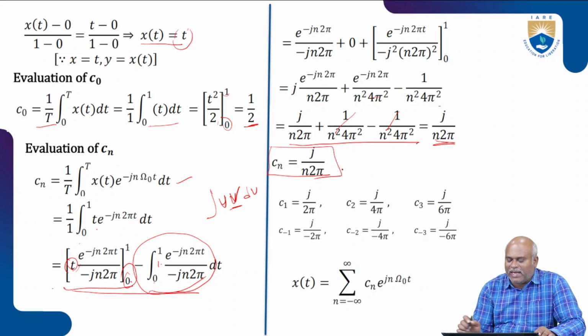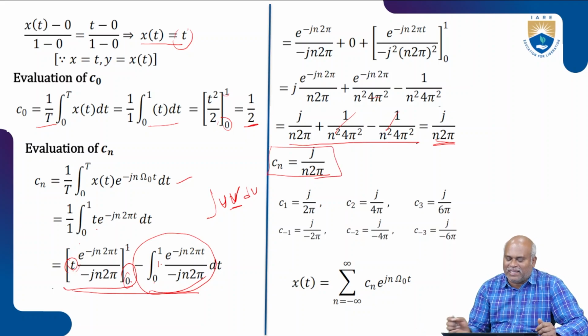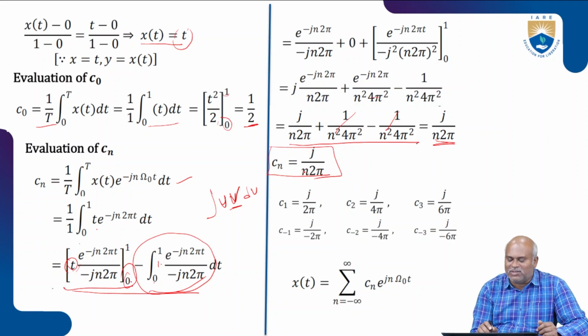Then after we write for the values of minus as well as plus. In the case c of 1, we should substitute n equal to 1 by 2 pi. C of 2 is equal to j divided by 4 pi. C of 3 equal to j divided by 6 pi. At the same time, minus n also: c of minus 1 equal to j divided by minus of 2 pi, c of minus 2 equal to j divided by minus of 4 pi, c of minus 3 is equal to j divided by minus of 6 pi.